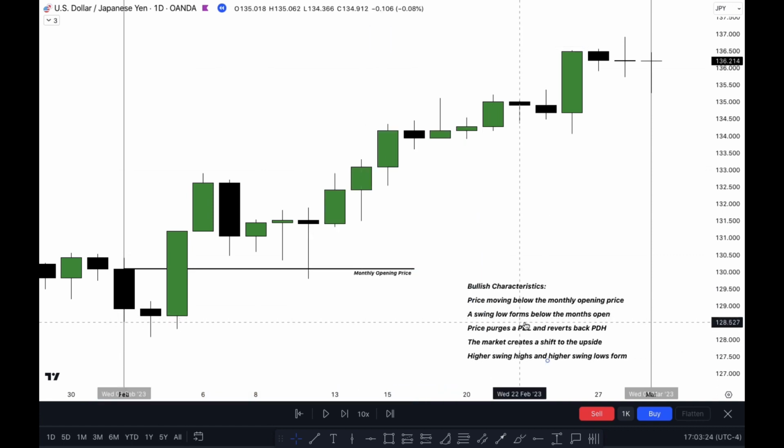Next, we have a swing low that forms below the month's open. Do we have that? We do. We have 2 swing lows that actually form below the open. We have the swing low here and here. Let's mark that off as well. So we have this.